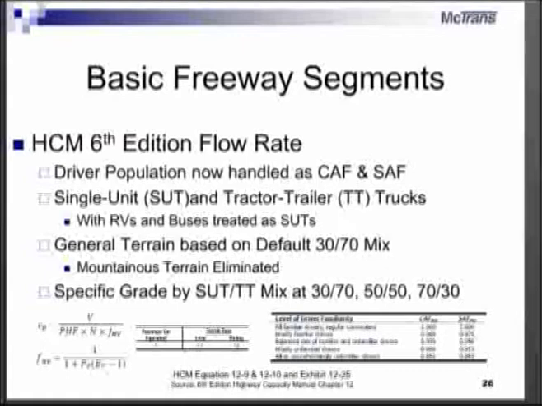On the lower left, you see the new equations for flow rate. Driver population factor is gone. And the new equation for heavy vehicles, the proportion of heavy vehicles and recreational vehicles, and the passenger car equivalent for recreational vehicles, is gone. And you'll see tables in a moment that give you these passenger car equivalents as a function of the split between single unit and tractor trailer trucks, as a function also of grade. Mountainous terrain was eliminated. That should have always been included in specific grade anyway.